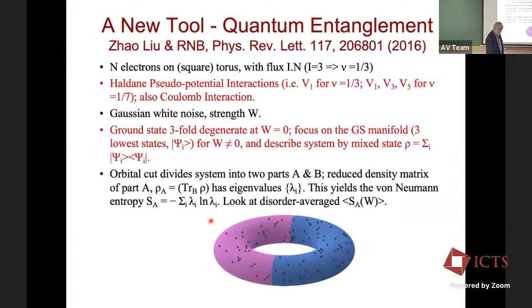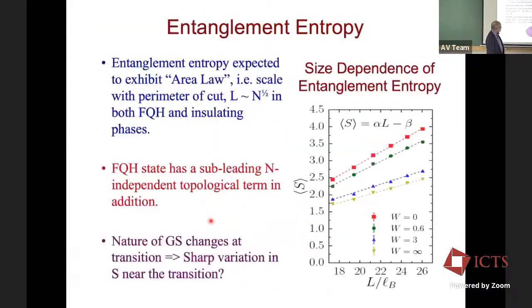Okay. So we calculated the disorder average entanglement entropy, and what do we expect? One expects that this will exhibit an area law in the topological phase as well as in the insulating phase. But in the topological phase, there will be a subleading term that is constant. So we tried to check that.